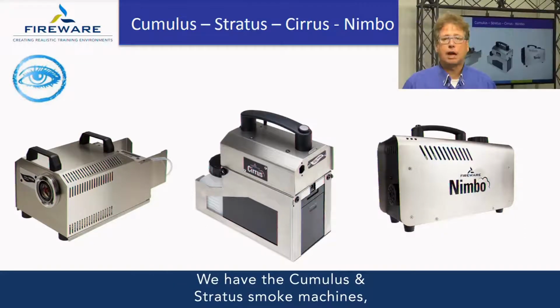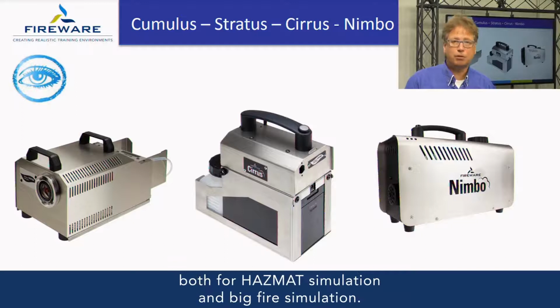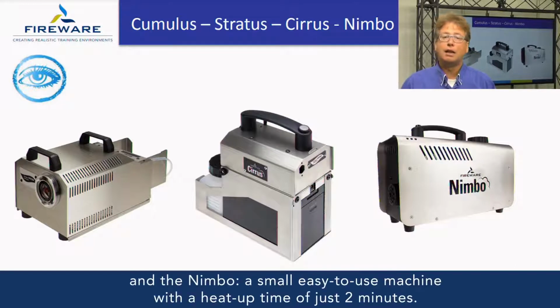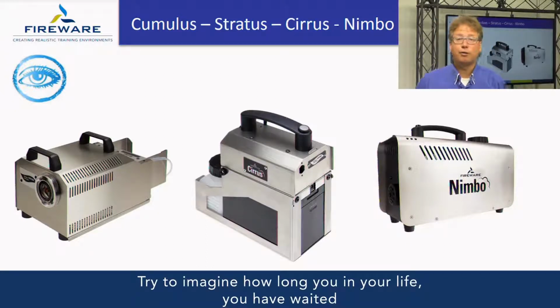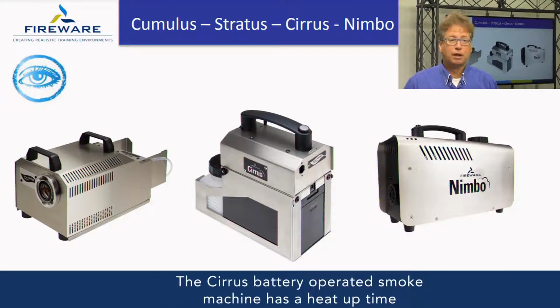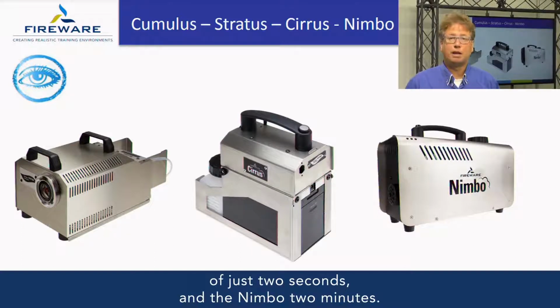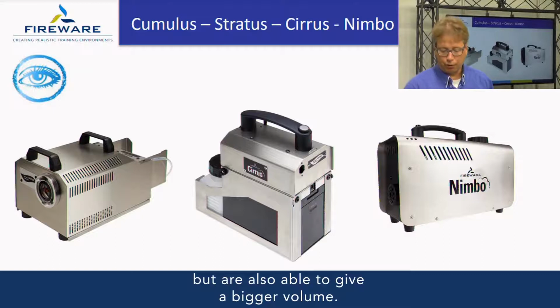So we have the Cumulus and Stratus smoke machines, which do bigger volumes with a lot of accessories, both for hazmat simulation or big fire simulation. We have the Cirrus battery-operated smoke machines, and the Nimbo, which is a very nice, small, easy-to-use smoke machine with a heat-up time of just 2 minutes. Try to imagine how long you have waited during your life for the heat-up time of a smoke machine. The Cirrus, the battery-operated smoke machine, has a heat-up time of just 2 seconds, and the Nimbo 2 minutes. The Cumulus and Stratus have a heat-up time of 12 minutes, but are also able to give a bigger volume.